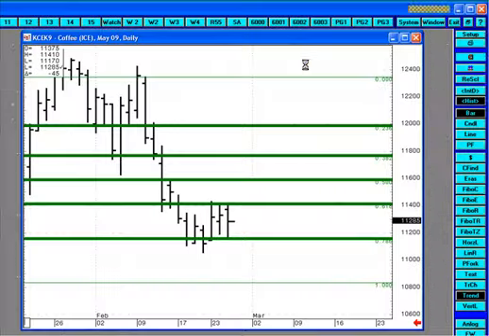Excuse me just for a moment. It appears my computer is kind of slow.